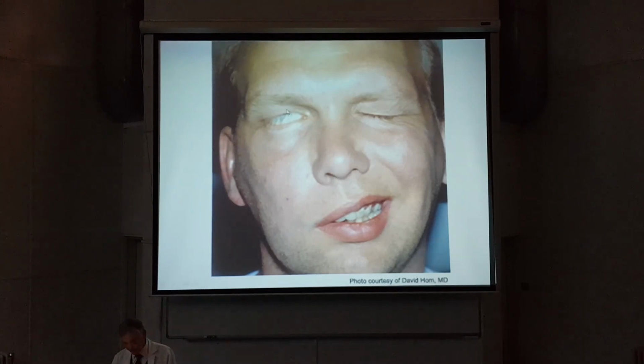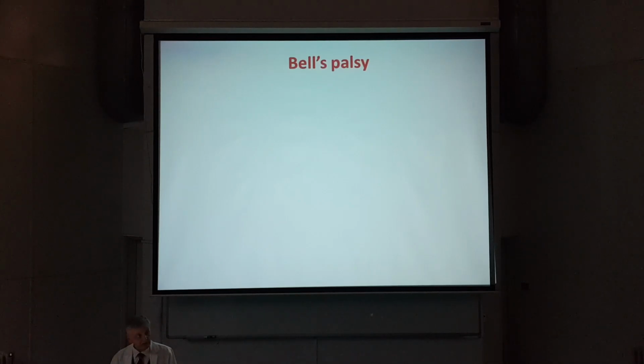This person has a right-sided facial problem, cannot close the eye. So what we usually do is give him artificial tears to drop into his eyes, and we patch the eye so that it does not dry. This is called Bell's palsy.